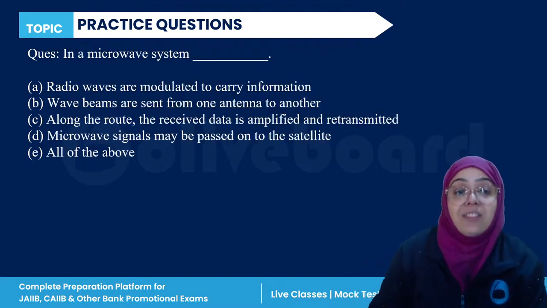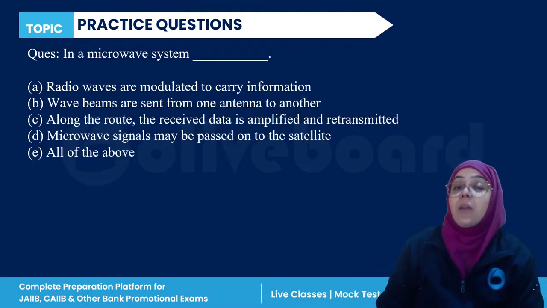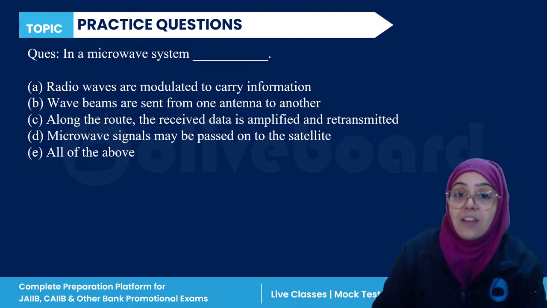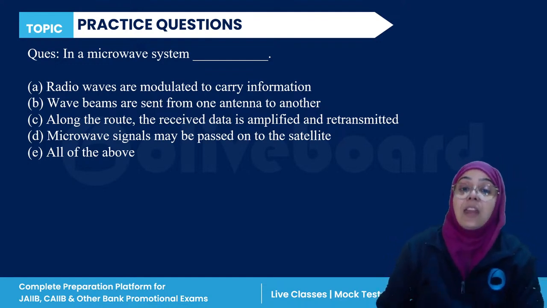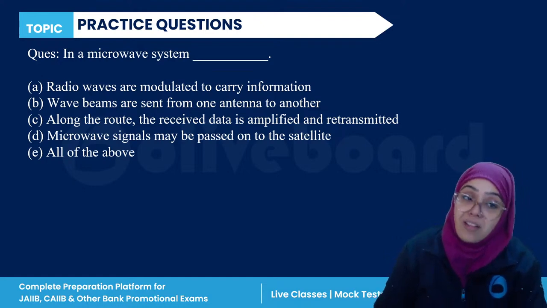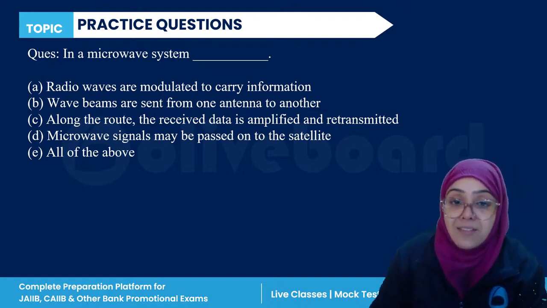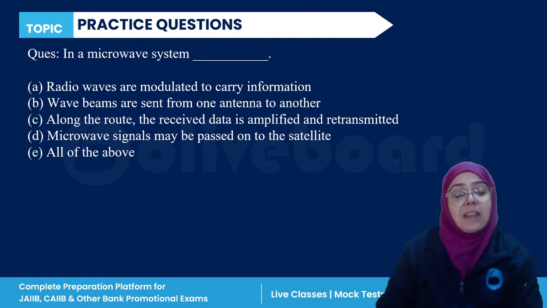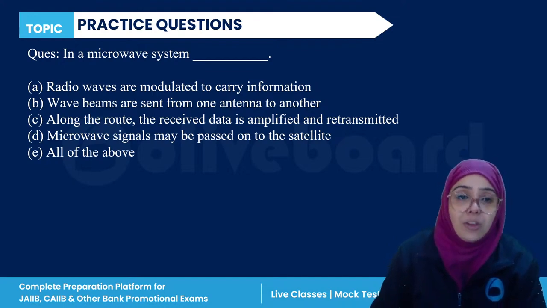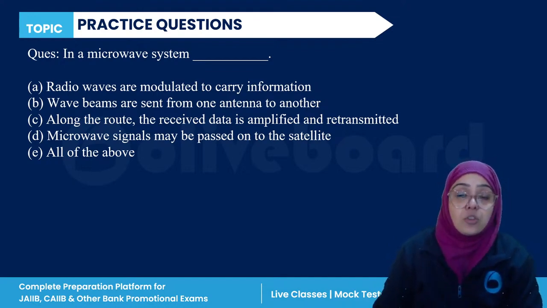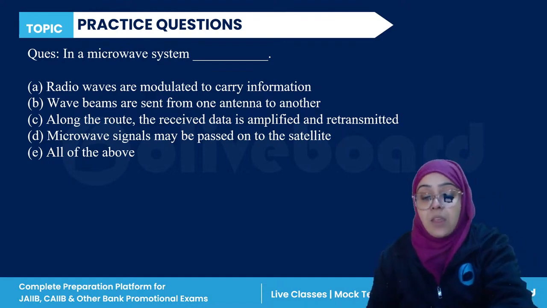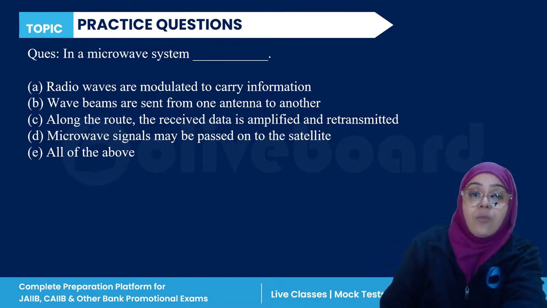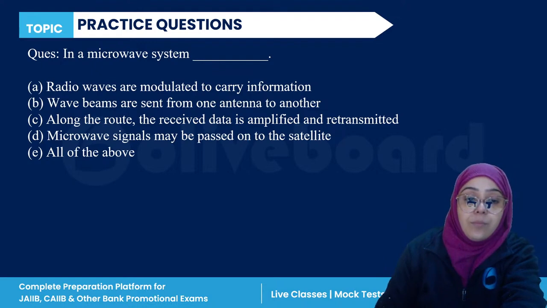In a microwave system, radio waves are modulated to carry information. Wave beams are sent from one antenna to another. Along the route, the received data is amplified and retransmitted. Microwave signals may be passed on to the satellite. Very easy. All of the above. So, which of the following is actually the characteristic of a microwave system?